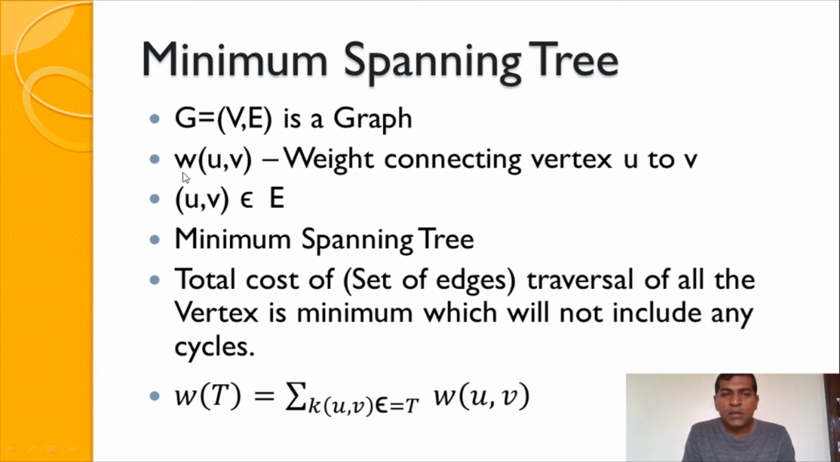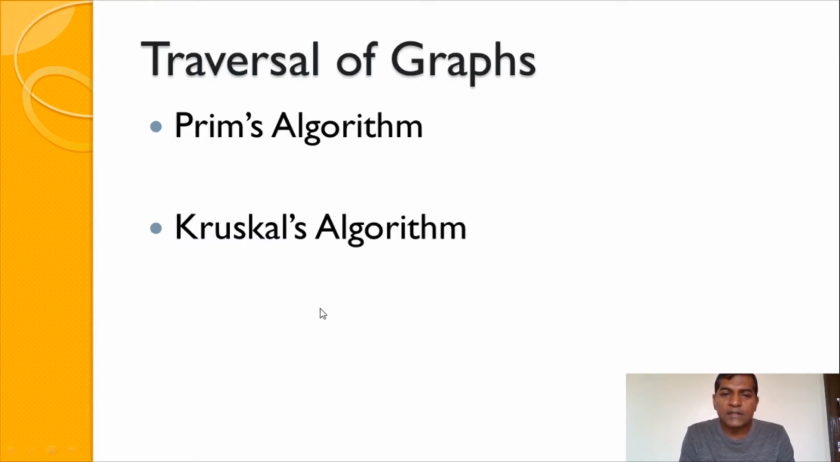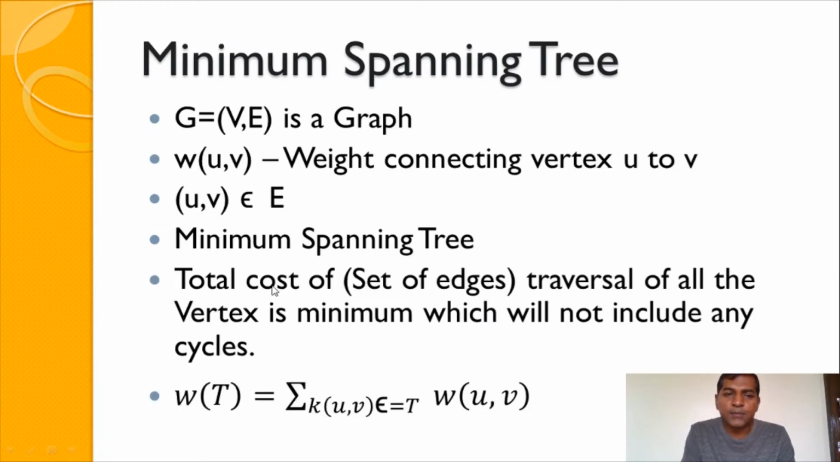W is the weight which represents the connectivity between U and V. This weight can represent the distance from U to V, or temperature, or speed, or money, anything. According to the problem statement, we have different weights or representations in the graph. Minimum spanning tree is generally defined by the total cost of traversal of all the vertices.